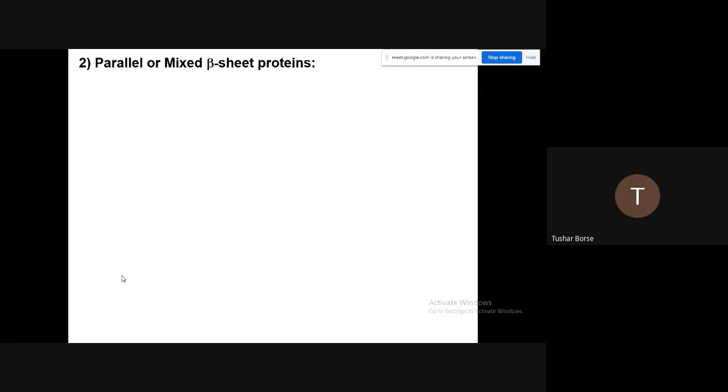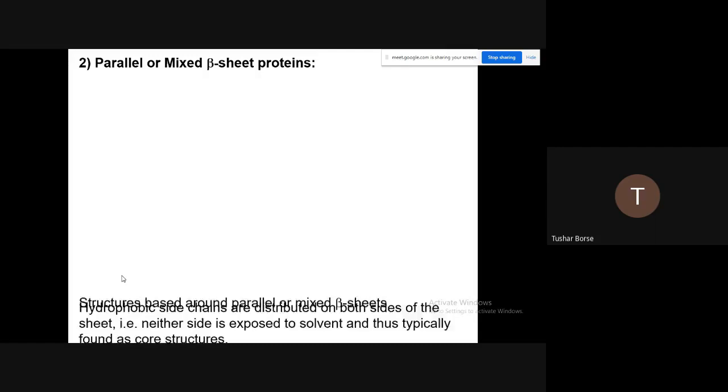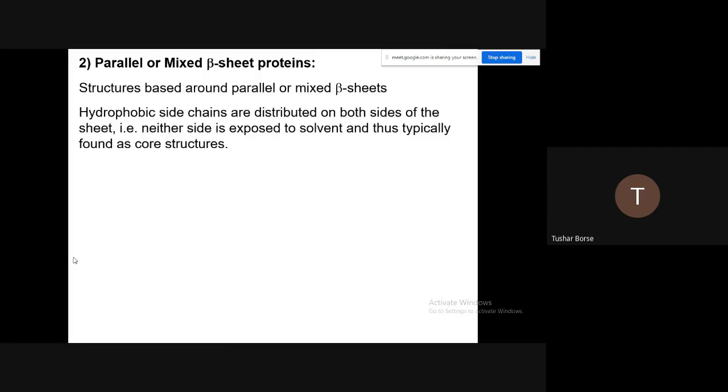The next category is dominated by the beta sheets. So here we see some examples of proteins which have beta sheets. As I told you, in case of the helix, you have the two sides. The same way you can imagine that for the beta sheets also you have the two sides, where one side can be hydrophilic and the other side can be hydrophobic, right?